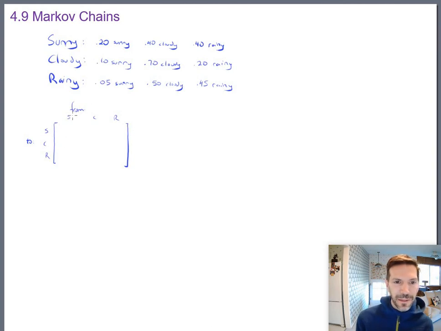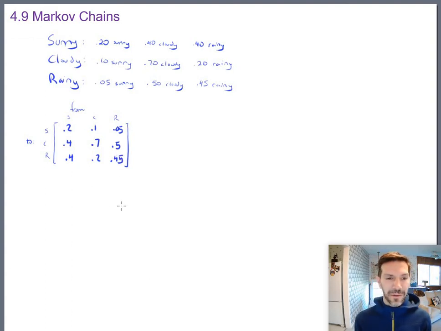So the first column is about being sunny. So if it's sunny now, the probability it will be sunny again is 20%, the probability it will be cloudy is 40%, and rainy, 40%. So if it's currently cloudy, 10% of those days will become sunny, 70% of them will be cloudy the next day, and another 20% will be rainy. And for rainy days, 0.05, 0.5, and 0.45. Okay, so there's our stochastic matrix. It tells us how things transition from one day to the next.